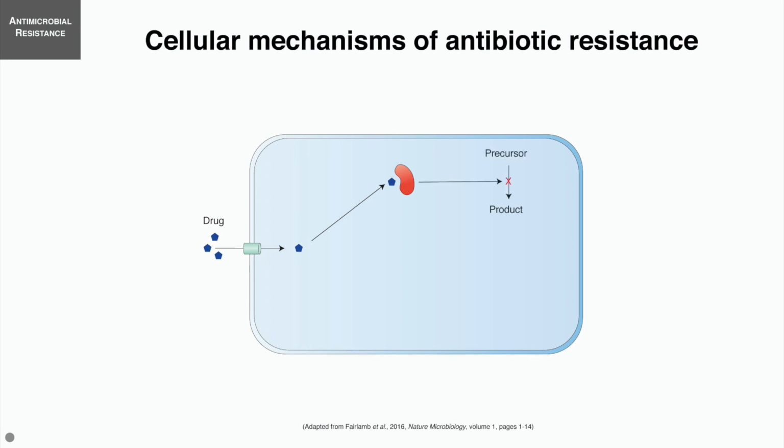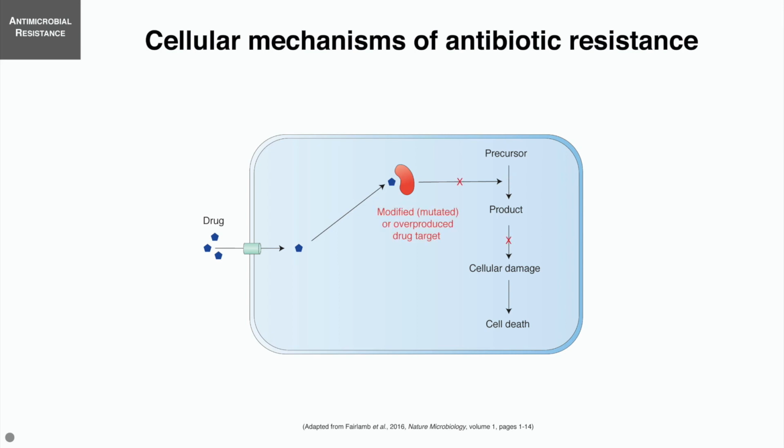This interaction somehow disrupts the function of the target molecule. In the case of an enzyme, it can prevent a chemical reaction from progressing. The disruption of the cellular process leads to some form of cellular damage. The cellular damage can in turn lead to the death of the cell.